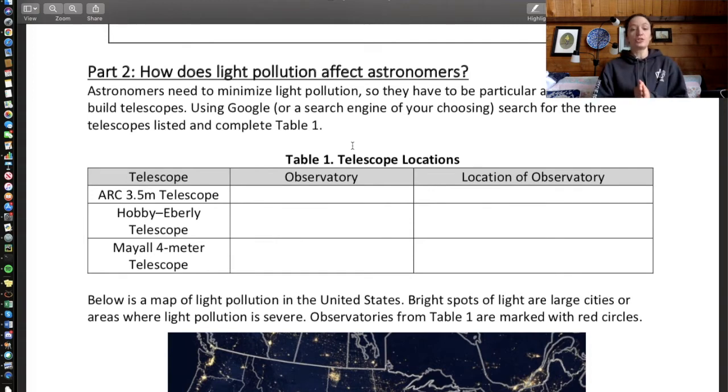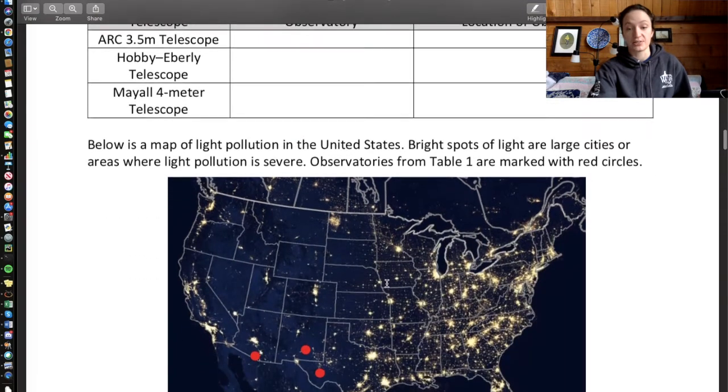So you're going to look up these 3 telescopes, and all you're going to do is open up Google, type in the name, click on a link or two, find what the observatory name is called, and this could be, for instance, Apache Point Observatory, or it could be Kitt Peak Observatory or something, and then where that location is. And you don't have to write down the address or the exact GPS coordinates. You can just write down city and state. That would be just fine, because all of these telescopes are located in the US.